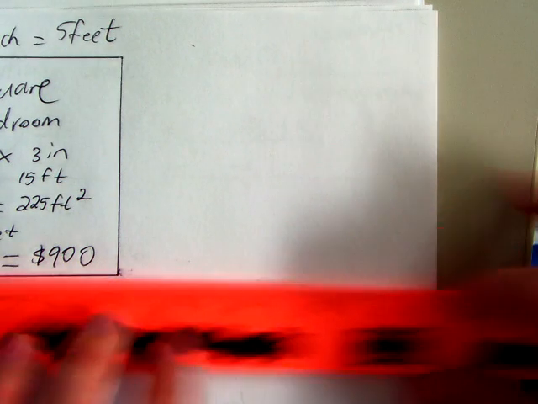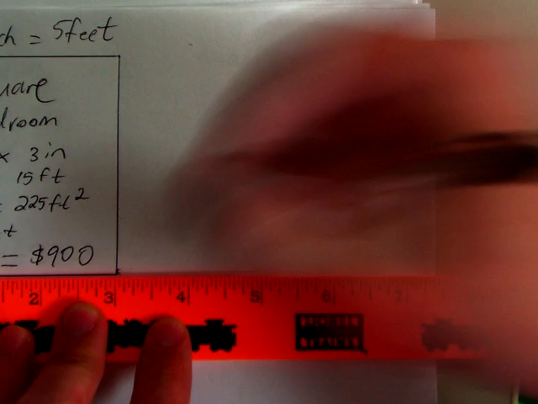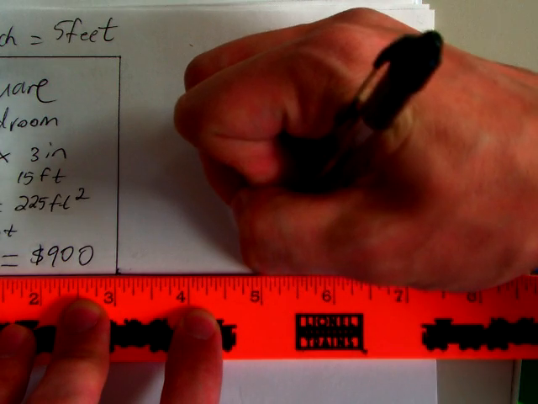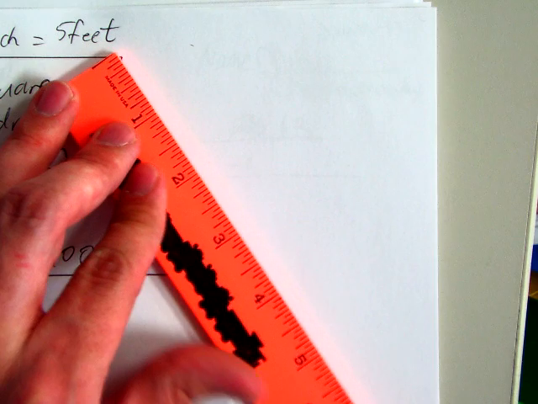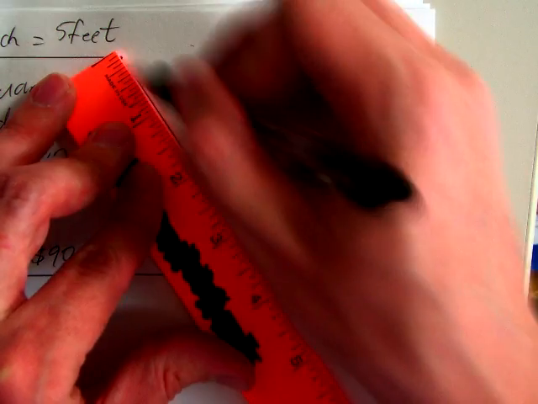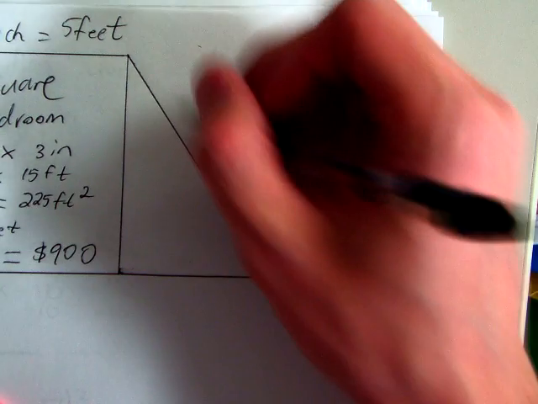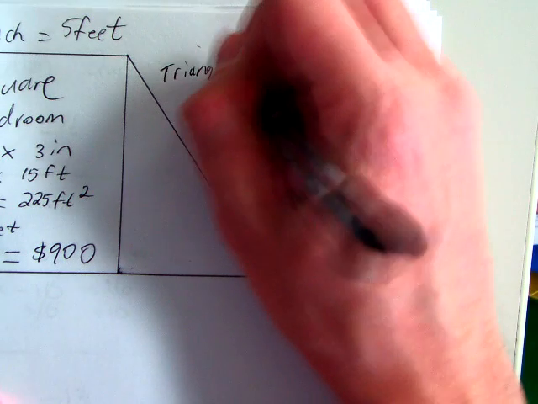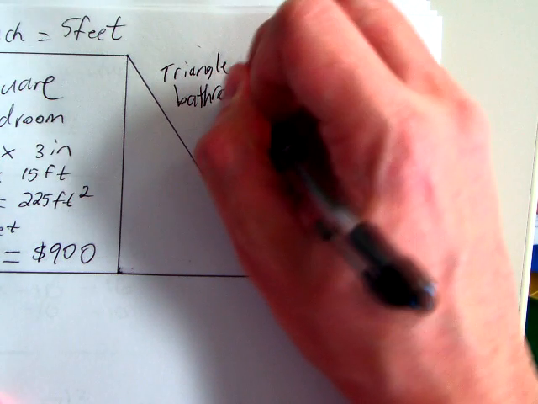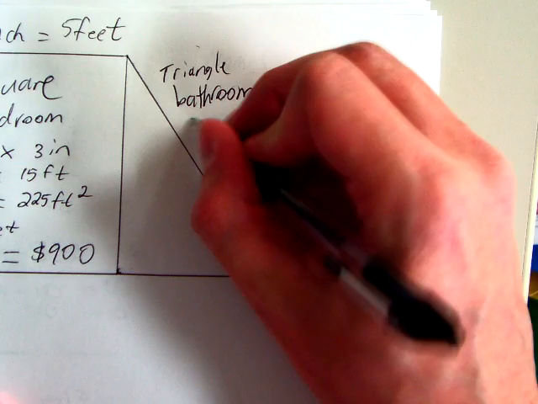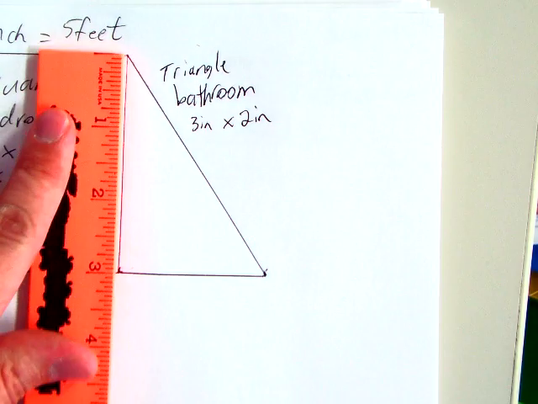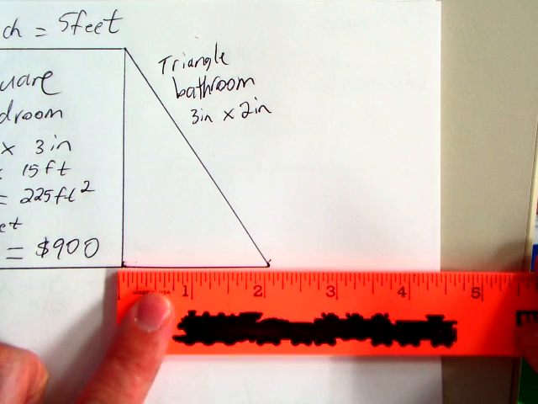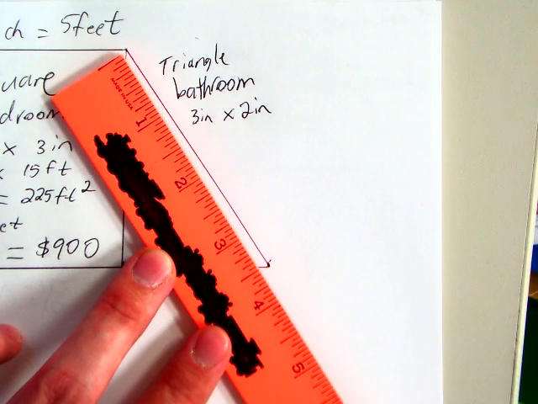Let's say we're going to make a bathroom that is a triangle. We'll make the base of this triangle 2 inches. The height is already 3 inches. So we'll call this a triangle bathroom. And we know the dimensions are 3 inches by 2 inches. The 3 was the height, you can see like this, and the 2 is here. We are not interested in the hypotenuse.